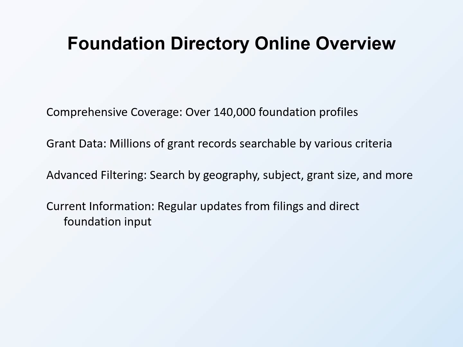Advanced filtering enables sophisticated searches using multiple criteria simultaneously. You can filter by foundation geography, grantee geography, subject area, types of support, population groups served, and many other criteria. These filters help you narrow from the full universe of foundations to those most likely to align with your work. Current information comes from regular updates, drawing from new IRS filings and direct input from foundations. Foundation Directory Online continuously adds new data as it becomes available, making it more current than raw IRS data alone. However, some lag is inevitable given the annual filing cycle.